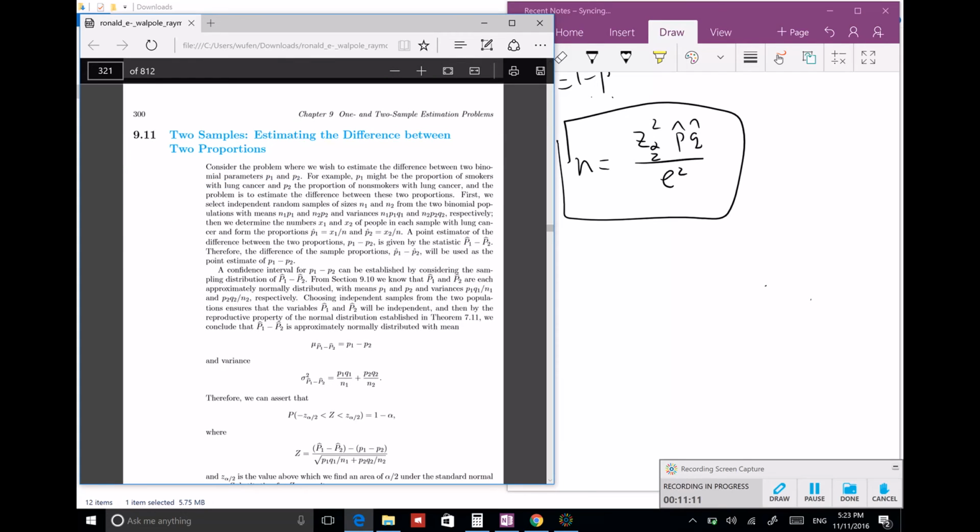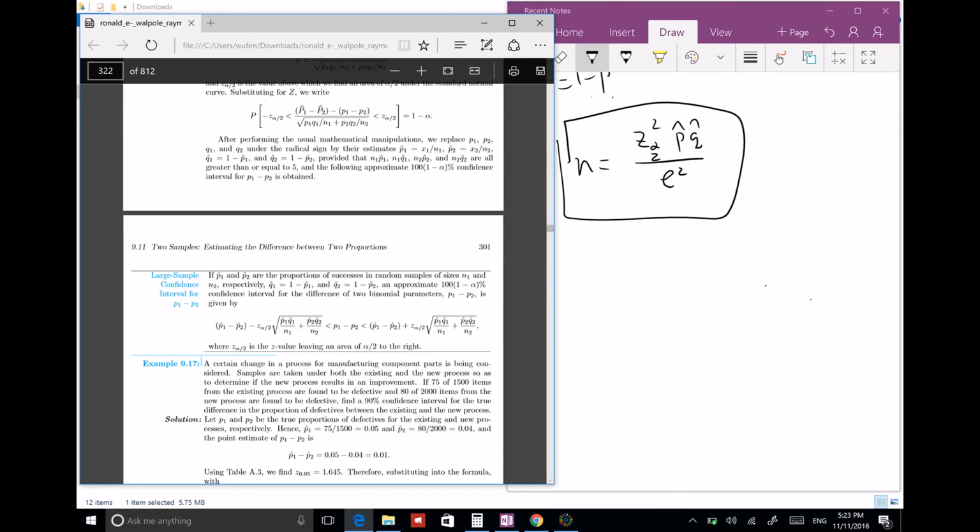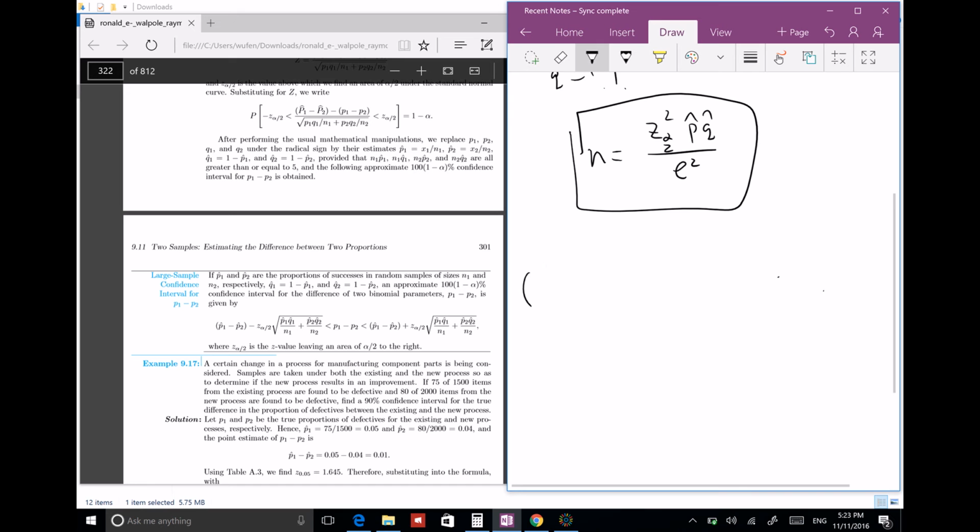Section 9.11 is estimating the difference between two proportions. It's the same thing as the estimate for two sample mean values, actually very similar. p1 minus p2 minus z alpha over 2, because it's not a normal distribution, times the square root of pq over n1 plus pq over n2, less than p1 minus p2.